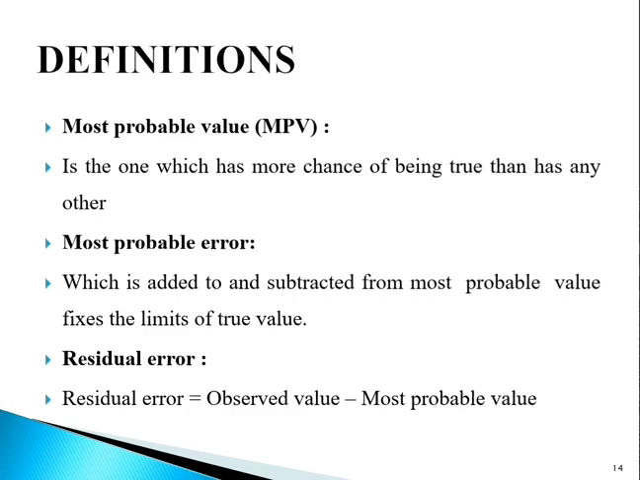Next is residual error. The difference between the observed value of a quantity and its most probable value is called the residual error. Residual error is given by the equation: residual error is equal to observed value minus most probable value.